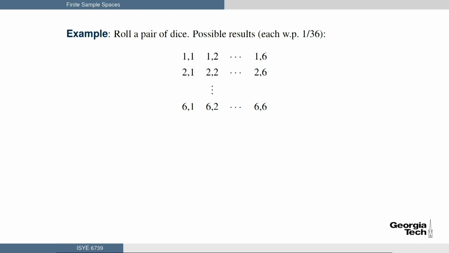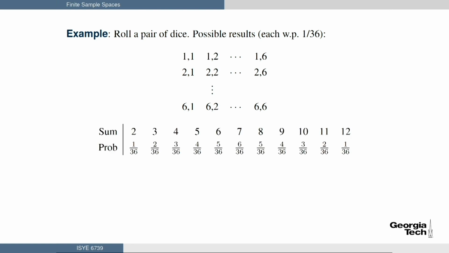These are ordered pairs where the first number is the result of the first die, the second one is the result of the second die. There are 36 equally likely pairs, and so each one has probability 1/36. And if we want, it's possible to calculate the probability of any possible sum. The sum being 2, that's an event. The event that we observe a sum equal to 3, 4, all the way up to 12. The only possible sums are 2, 3, 4, up to 12.